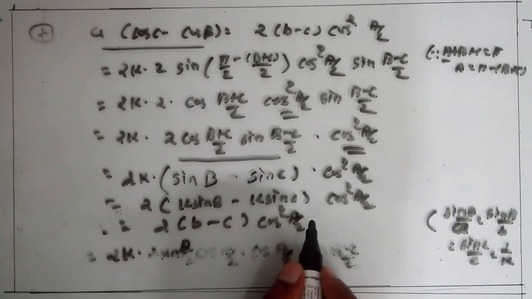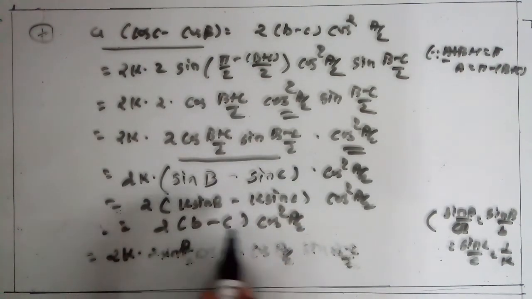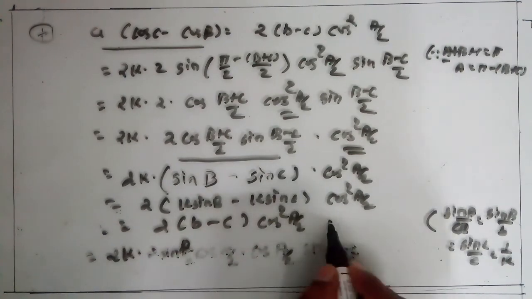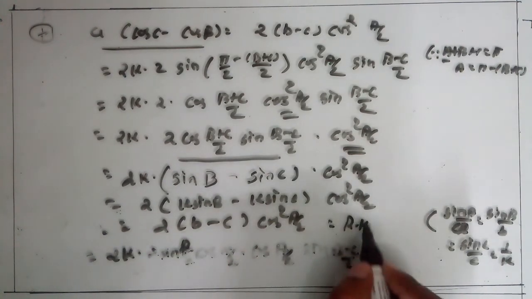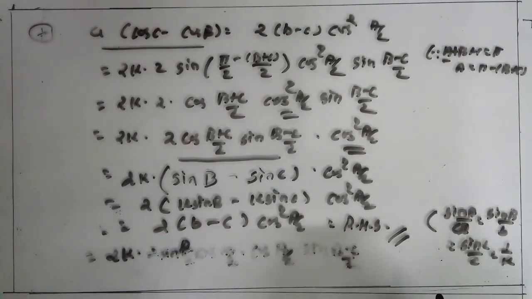Clear this? So 2(b minus c) cos square A by 2, this becomes the right hand side. Hence proved. Okay, so an easy equation. Only think about how to solve this question, which formula we apply in which question. Only understand this.